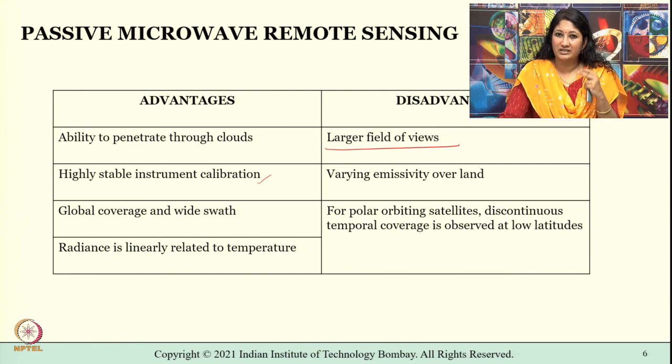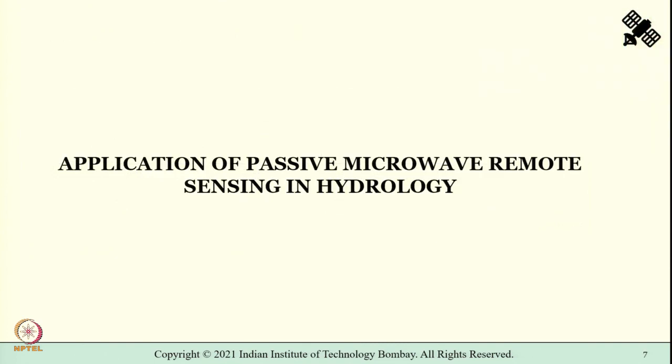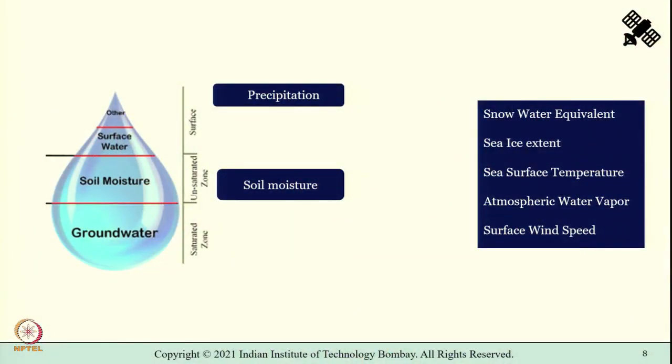I won't say it's difficult, but it is challenging. We'll see that shortly. So, with these points in mind, let us now learn about what are the applications of passive microwave remote sensing in hydrology. And among the numerous applications, we will try to focus on the ones that are relevant for hydrology, and let us start with precipitation.